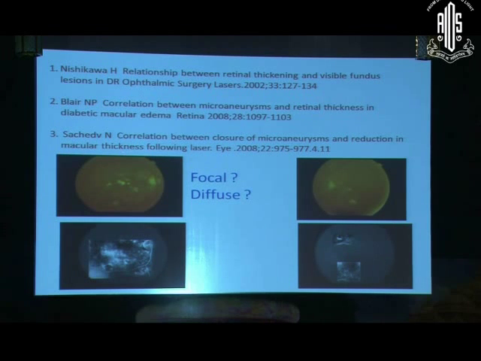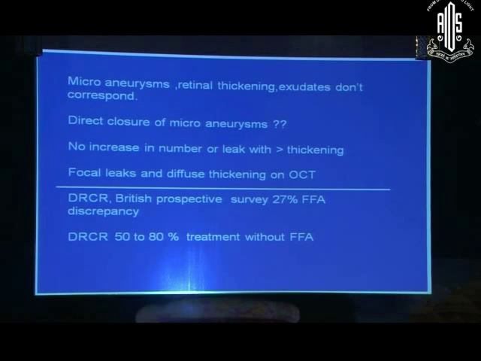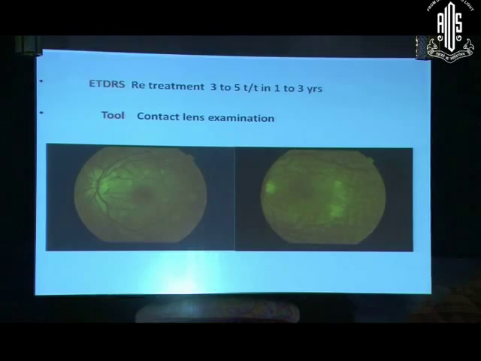These 3 leading studies have questioned the terminology of focal and diffuse edema, and based on these 3 studies, these conclusions were drawn: that microaneurysms and retinal thickening and exudates do not always correspond, and therefore direct closure of microaneurysms as advised in focal coagulation is questionable. They further established that there is not necessarily an increase in the number or leak from microaneurysms with increasing thickening of retina, and a good percentage of cases can show focal leaks on FFA and diffuse thickening on OCT, and in DRCR net almost 50 to 80% of cases were treated without FFA.